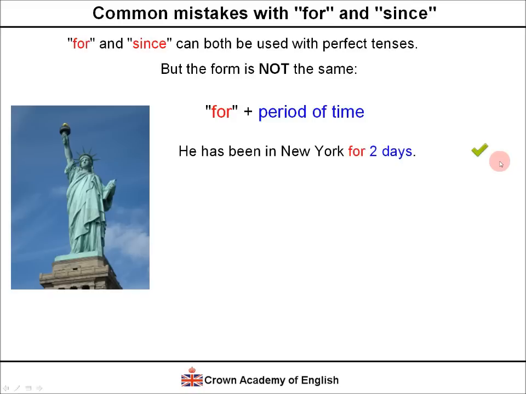Remember, for must be followed by a period of time. He has been in New York for 2 days. So this is correct because this is the present perfect, and we are using for followed by a period of time. But this is wrong. He has been in New York since 2 days. This is a period of time, but we cannot use since with a period of time. So this is wrong.